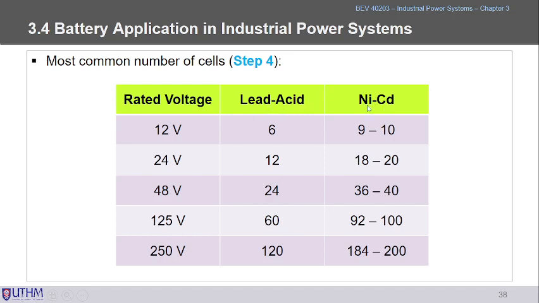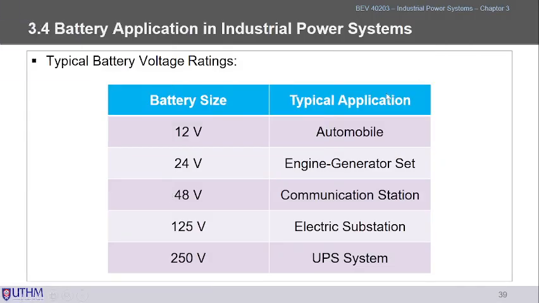So if we choose the nickel cadmium type of battery, then these are the number of cells available in the market based on the rated voltage. And the battery voltage ratings, this is the typical application of the battery size based on their rated voltage. For example, 12 volt is normally used for automobile or car. Okay? 125 volt is for electric substation, and UPS is normally 250 volts. Okay? So we choose 250 volts for UPS.